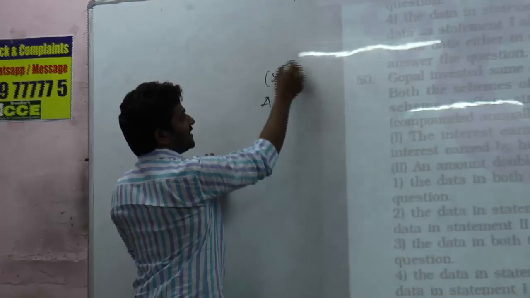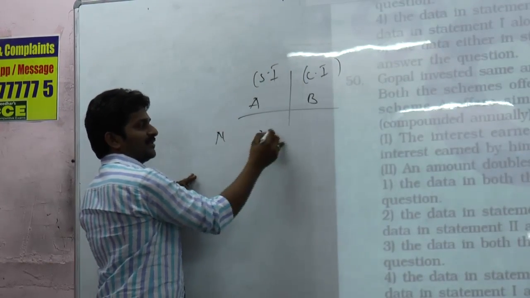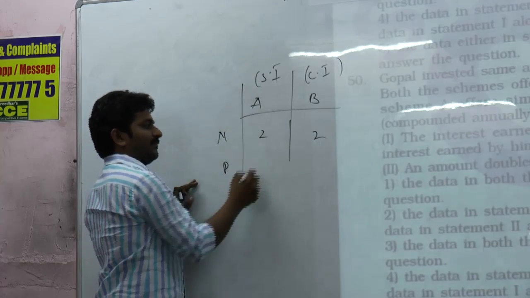58th. Gopal invested the same amount of money in scheme A and scheme B for 2 years. Both the schemes offer the same rate of interest. The only difference is scheme A offers simple interest and scheme B offers compound interest. This is given for how many years? 2 years. Principles are the same in scheme A and scheme B, but scheme A offers simple interest and scheme B offers compound interest, for 2 years. Principle is the same.